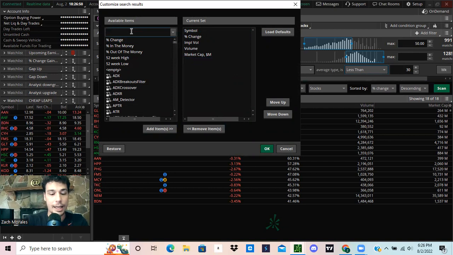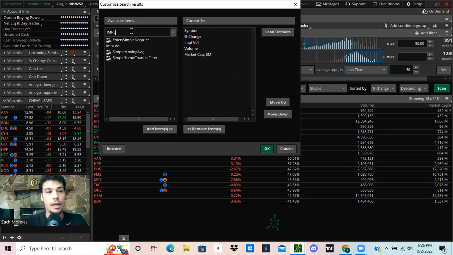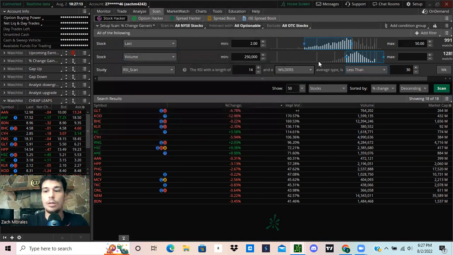I like to look at the implied volatility. Typically something with an implied volatility over 100 means that it's very volatile, right? So you could see some quick action on it to the upside or to the downside. So I like to go ahead and throw the implied volatility on there, the volume, and then the market cap. So we can see how big these companies are that we're dealing with.